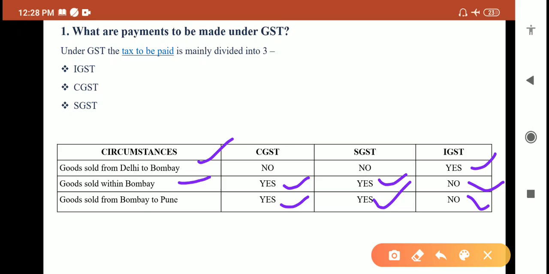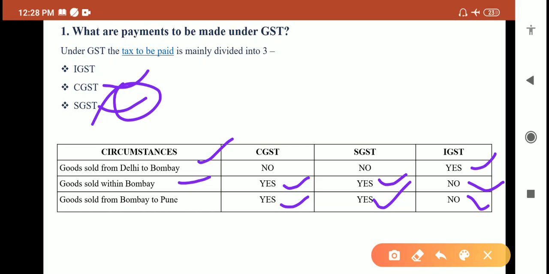Okay, so this is one example, and we'll go to IGST. See, CGST and SGST are levied in the same transaction within the state, or an intrastate transaction, but IGST is different.